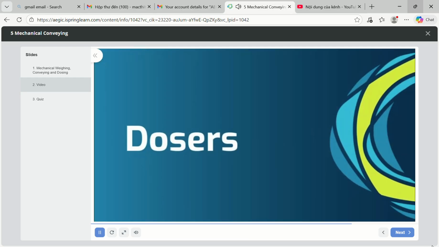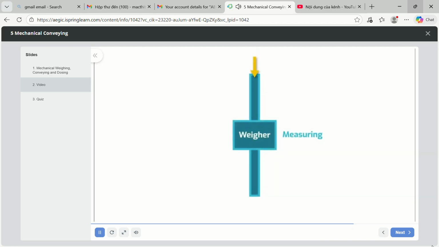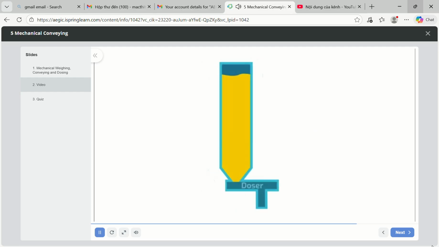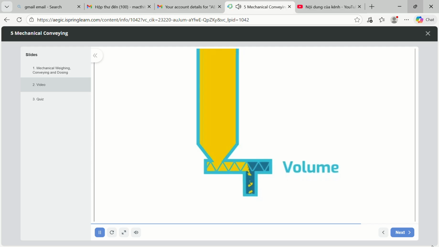Dosers. Weighers measure weight or flow rate, but do not control these things. In contrast, dosers control the flow rate to a predetermined setting. Volumetric dosers control output rate by controlling the volume of material outputted. Volumetric dosing is usually used for simple dosing operations where low accuracy is acceptable.